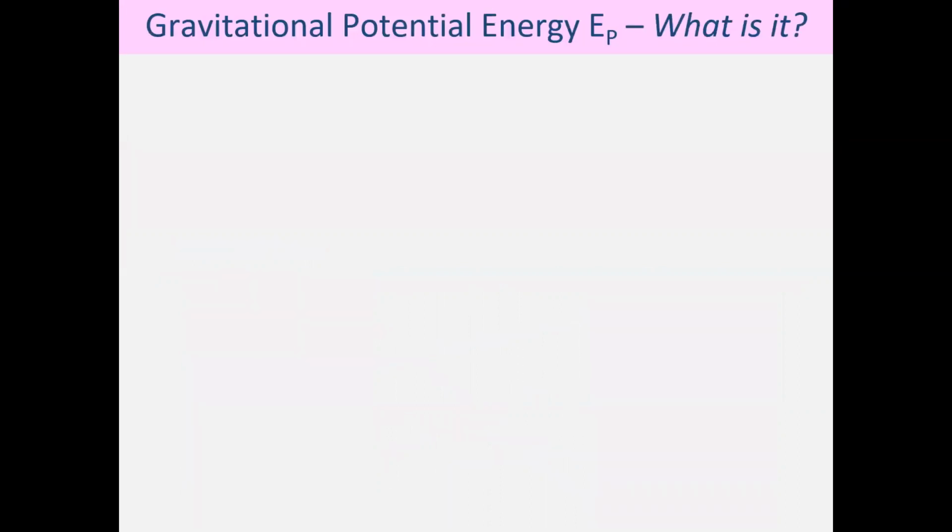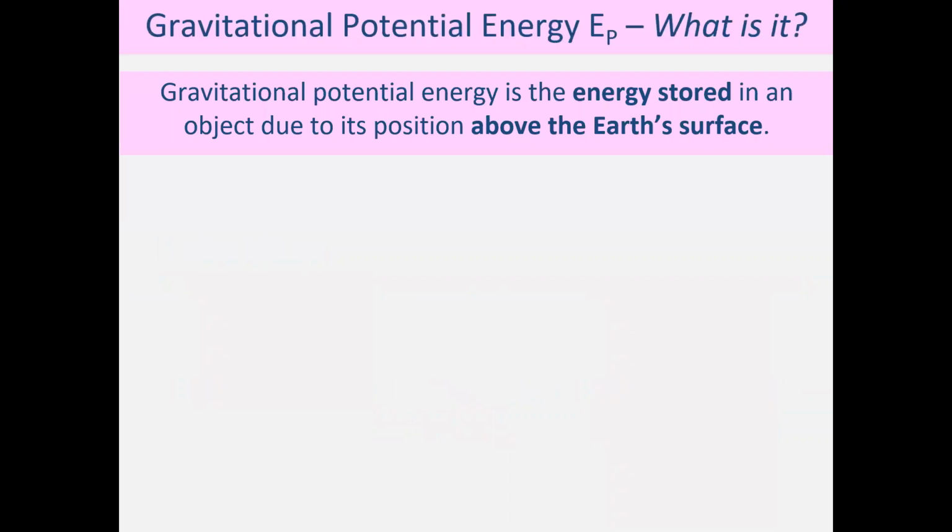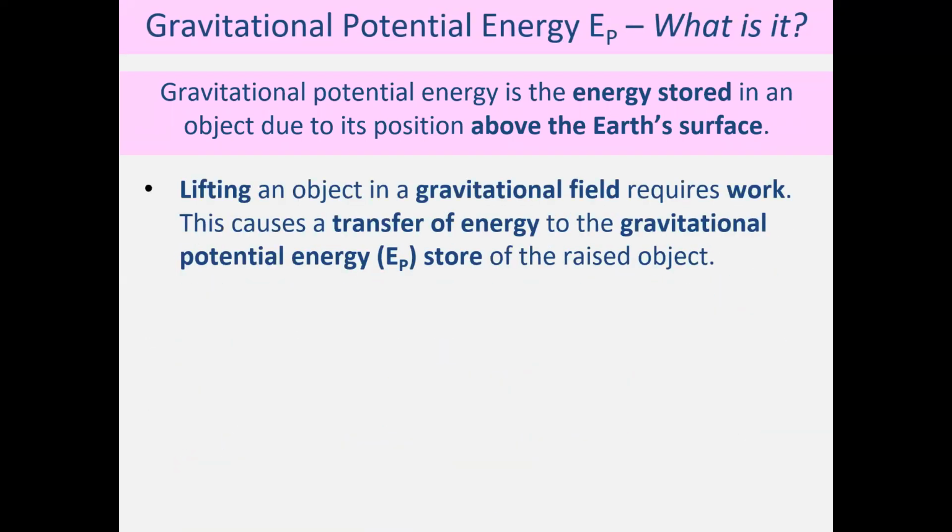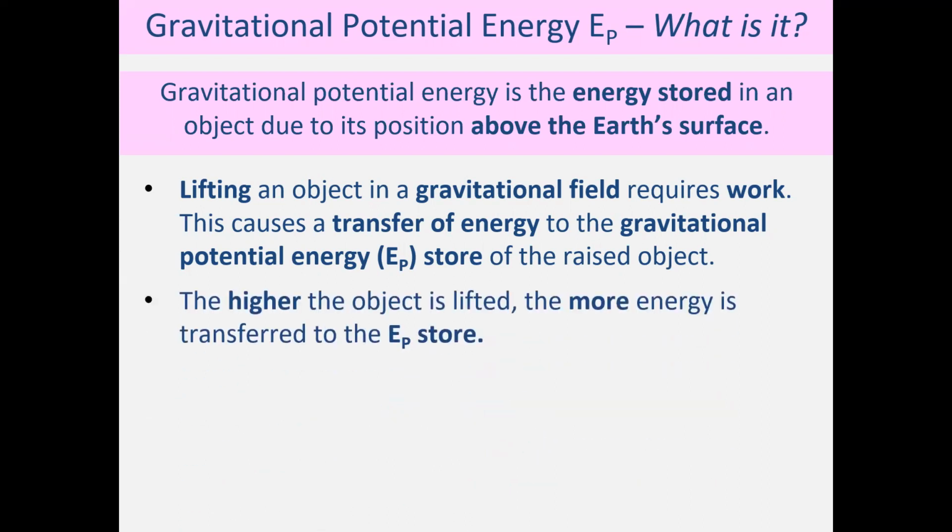So what actually is gravitational potential energy? Well, gravitational potential energy is the energy stored in an object due to its position above the Earth's surface. So when you lift an object in a gravitational field, this requires work. And this causes a transfer of energy to the gravitational potential energy store of this raised object. The higher the object is lifted, the more energy is transferred to its gravitational potential energy store.